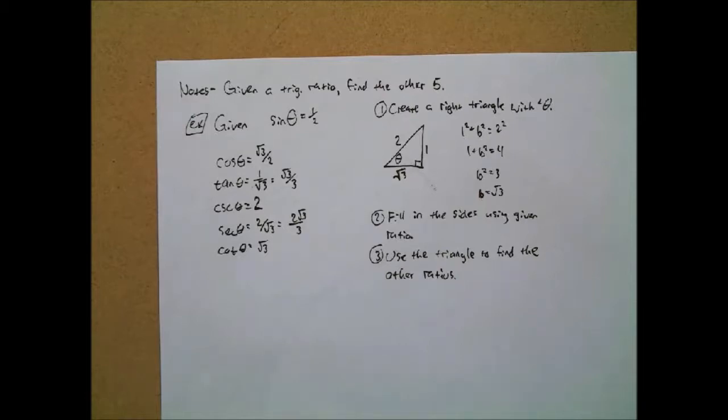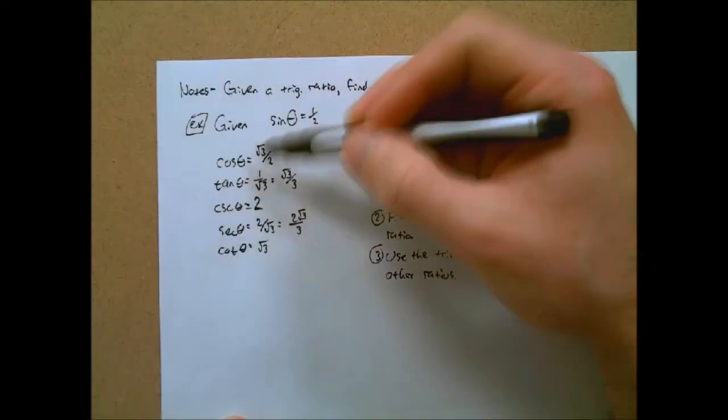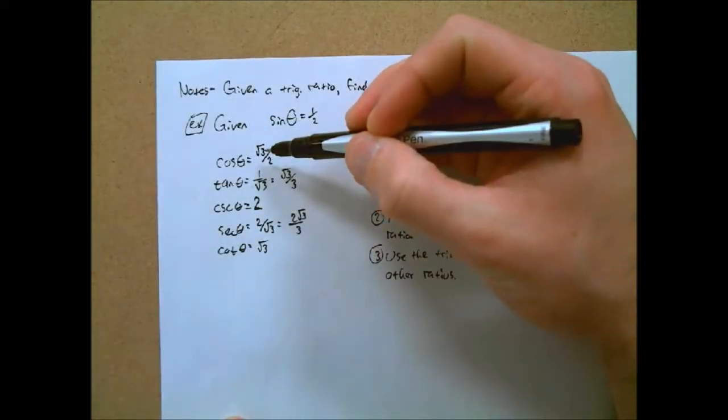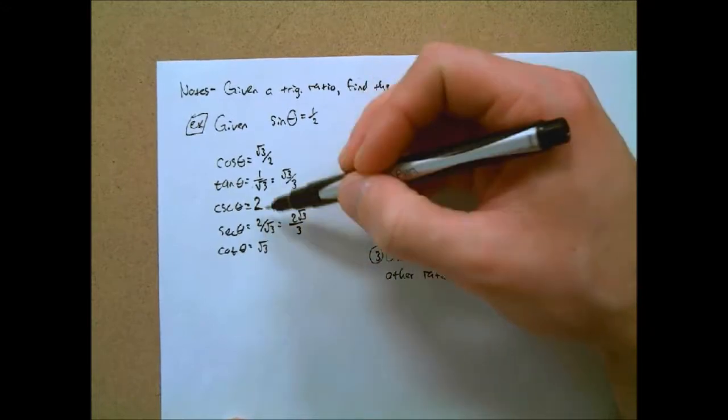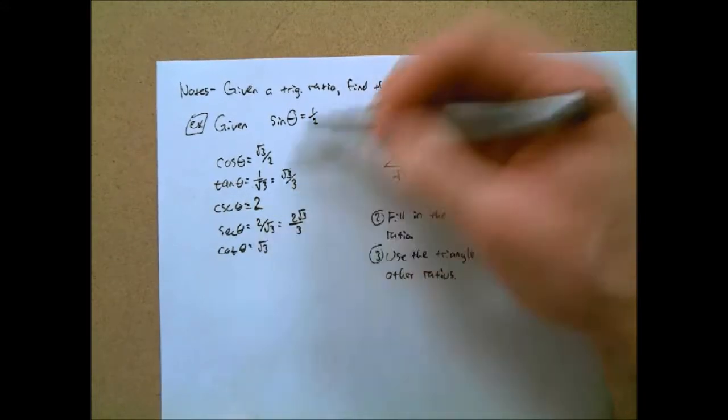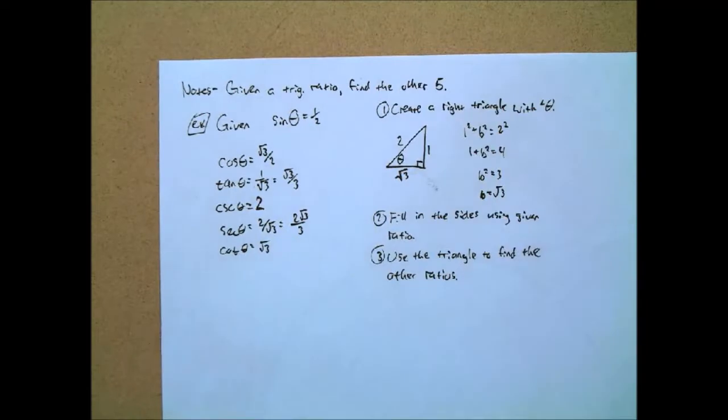Okay? And if that was the case, right, then some of these would be negative. So for example, cosine of 5 pi over 6 would be negative root 3 over 2. Tangent would be negative root 3 over 3. Cosecant would still be positive because it's just a reciprocal of sine. Secant would be negative, cotangent would be negative, right? So how are we supposed to know here? Well, in this case, it doesn't really specify one or the other, and so we'll just assume quadrant 1, okay?